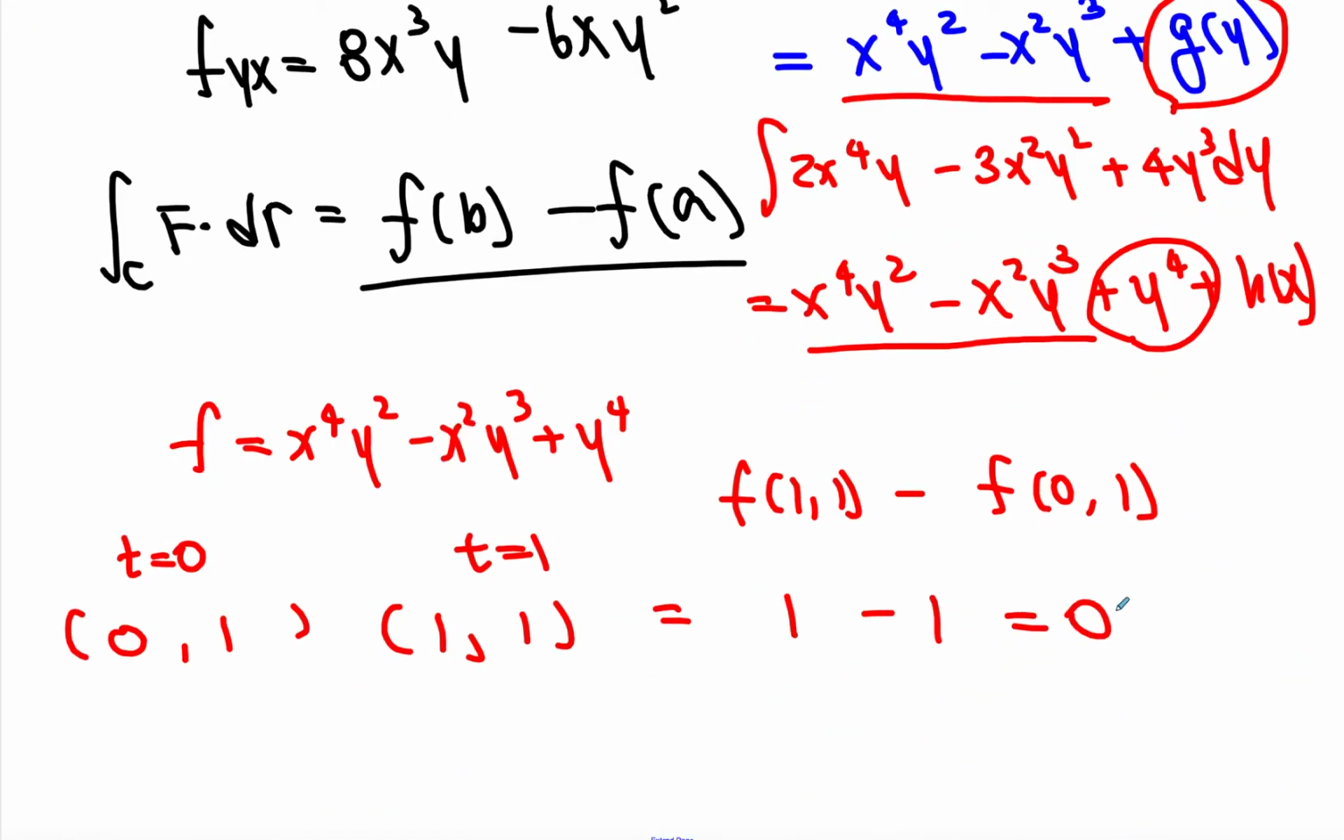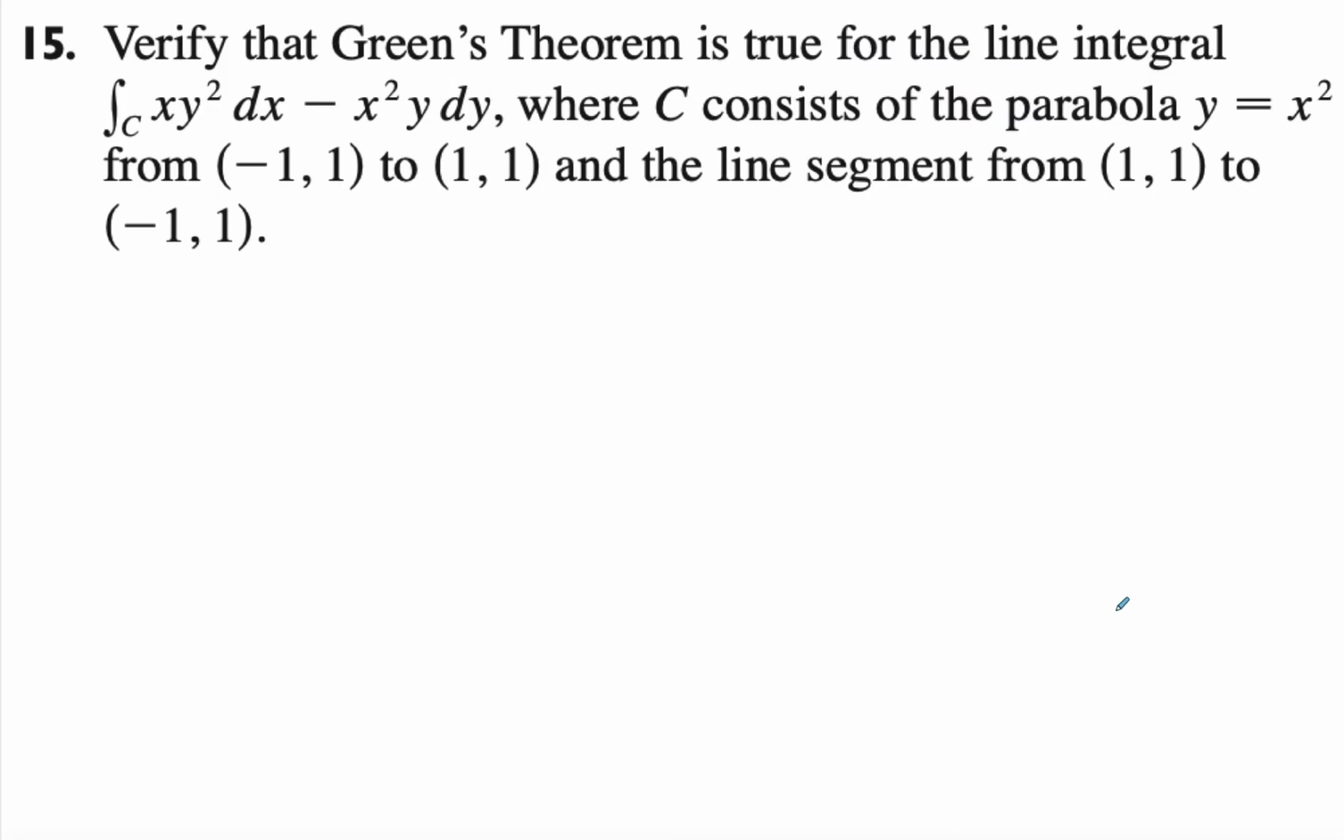Alrighty, let's move on to the next problem, number 15. They want us to verify that Green's theorem is true. That means we want to show that the line integral is in fact equal to the double integral over the region enclosed by that line integral. So let's try to sketch this one for a second. y equals x squared. How does y equals x squared look like?